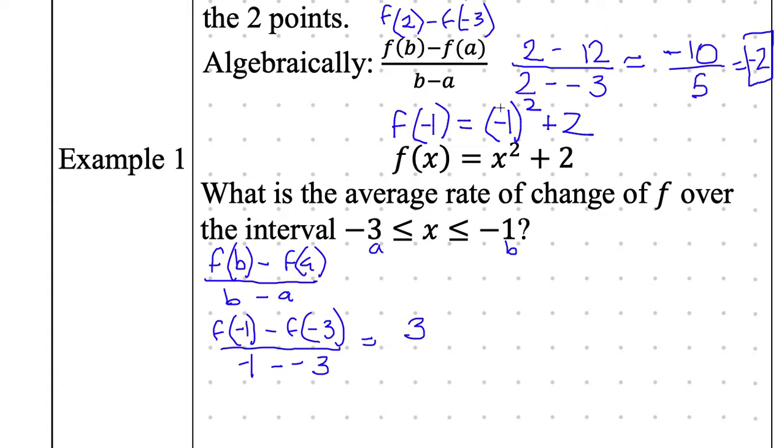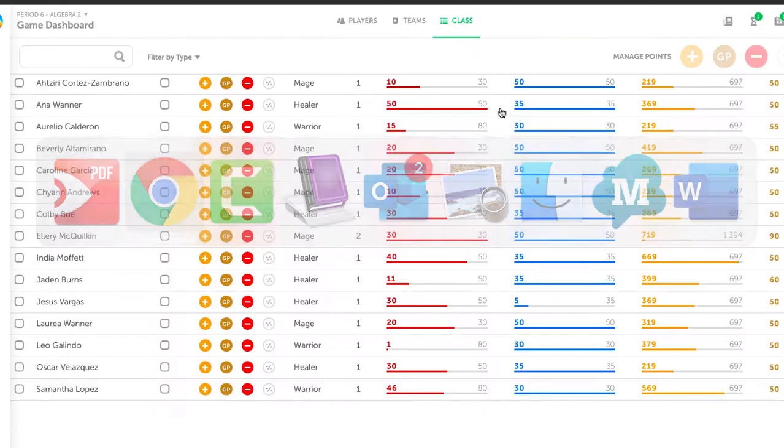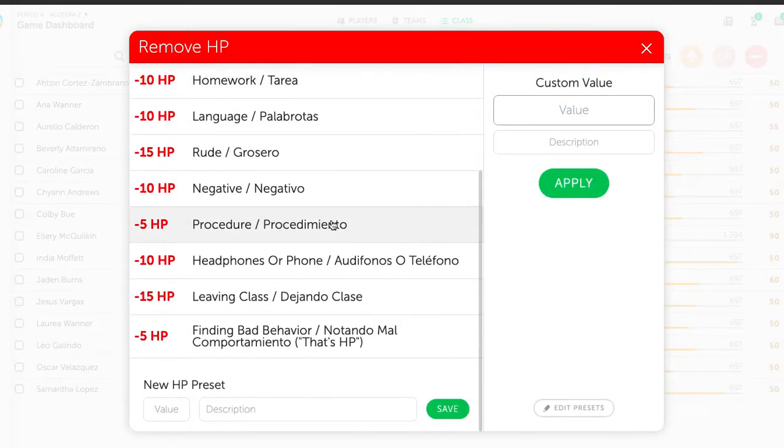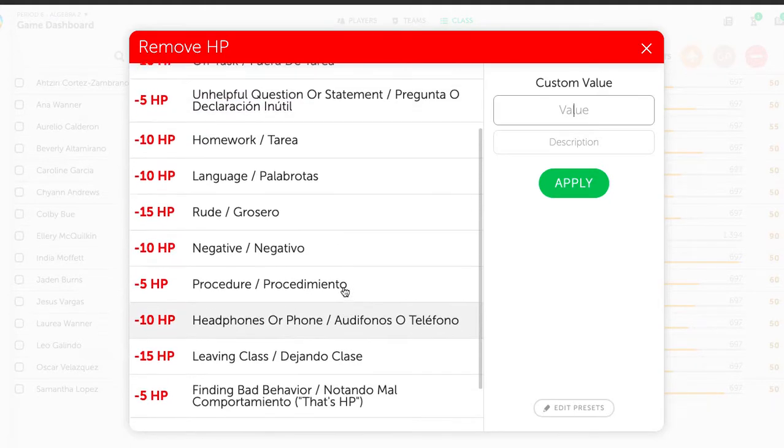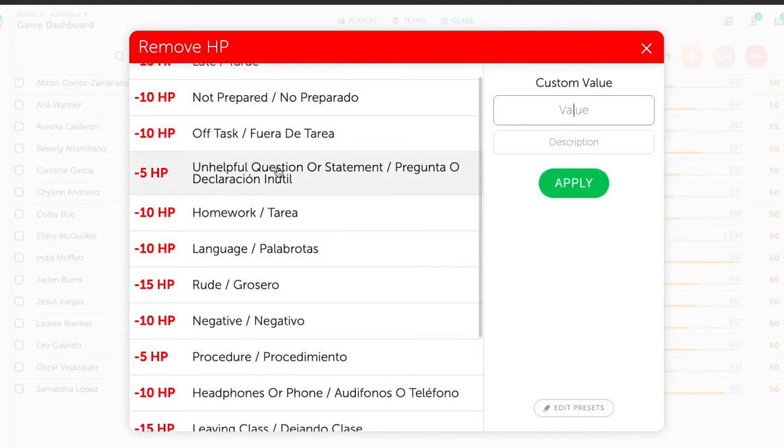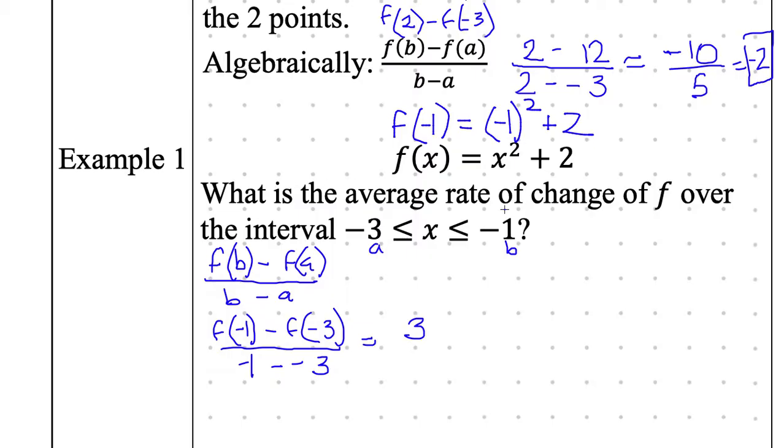More questions? Yes. Do alligators eat people? If there's irrelevant questions, that is an HP deduction. I think you might have forgotten that, but I will show you. If you ask an unhelpful question, you will lose 5 HP. Now you know. Moving on.